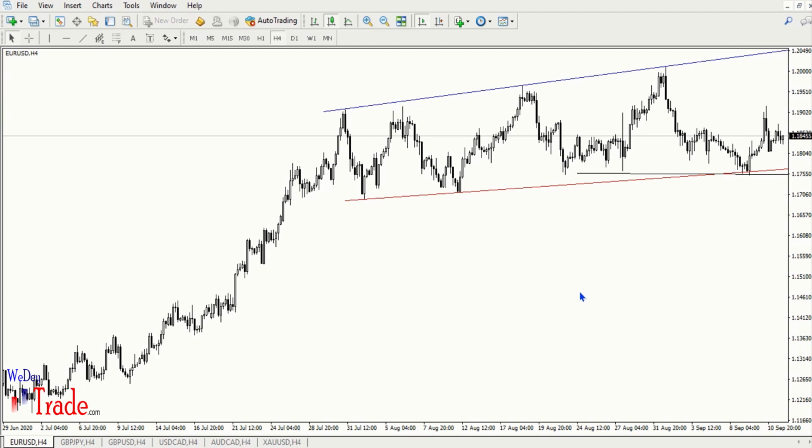For this week, we'll be looking at some very good setups in the USDCAD, the AUDCAD, and the gold. But before we come on to what we have for this week, let us see how we fared last week, starting with the Euro USD.